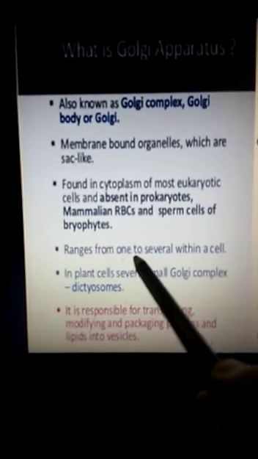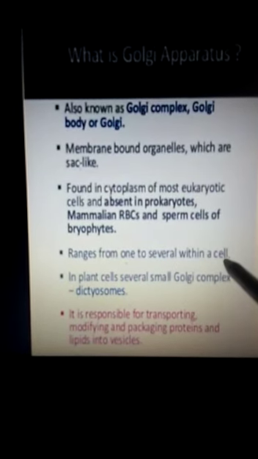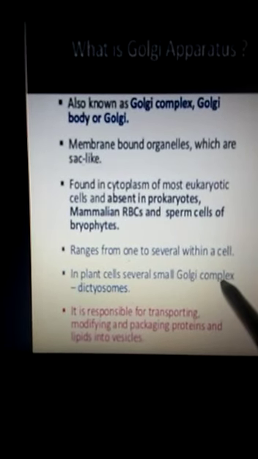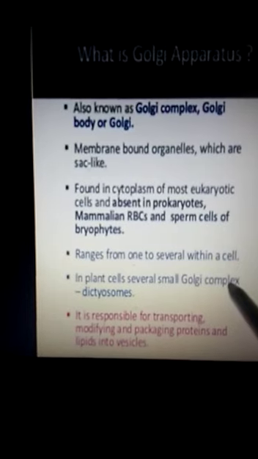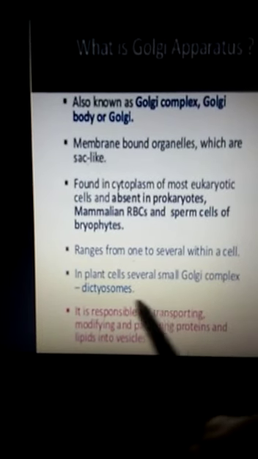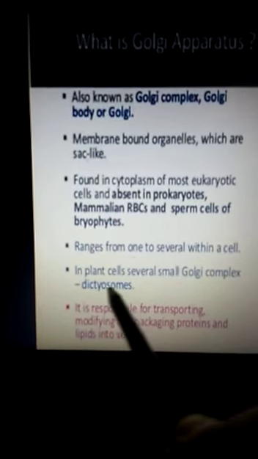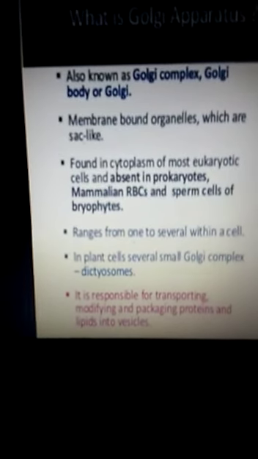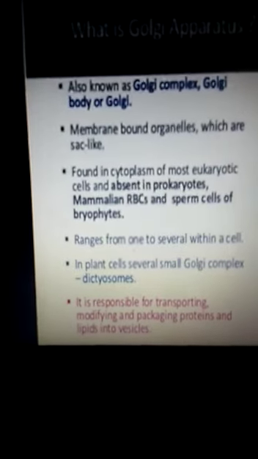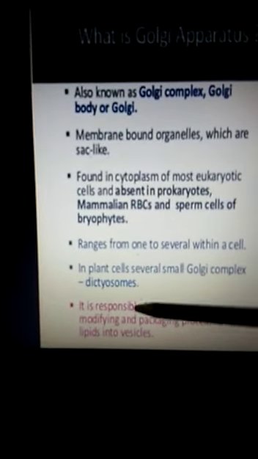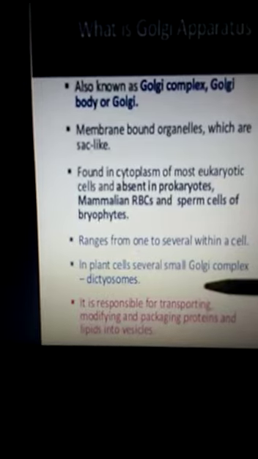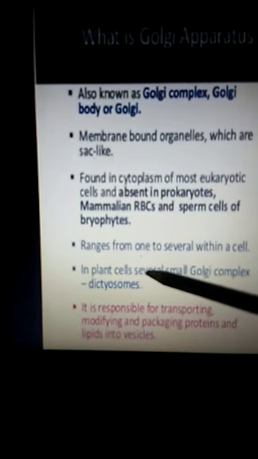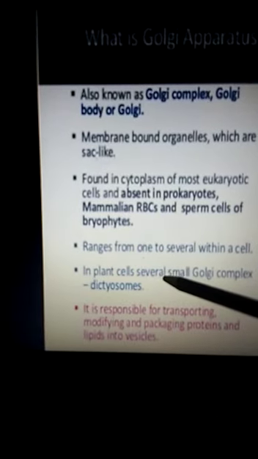It can range from one to several within the same cell. In the plants, these Golgi complexes are not one in number but several in number, and together they are known as dictyosomes. That means in plants, the Golgi bodies are in the modified form of dictyosomes. It is basically responsible for transporting, modifying, packaging as well as storing of the different lipids or proteins which are being manufactured inside the endoplasmic reticulum.